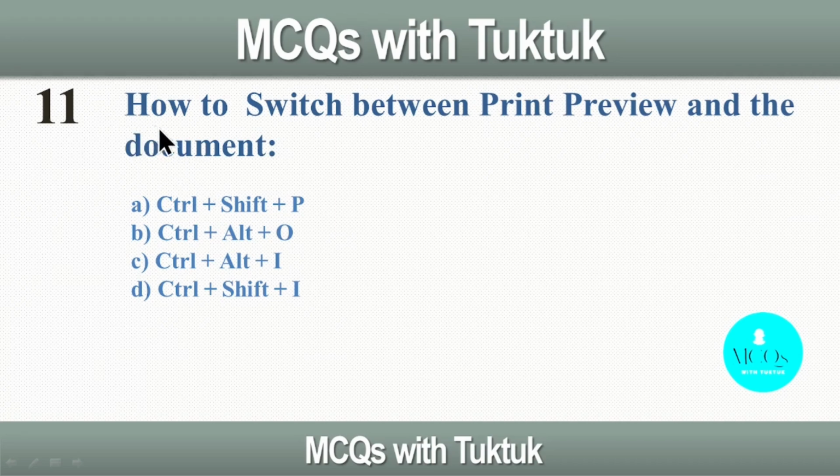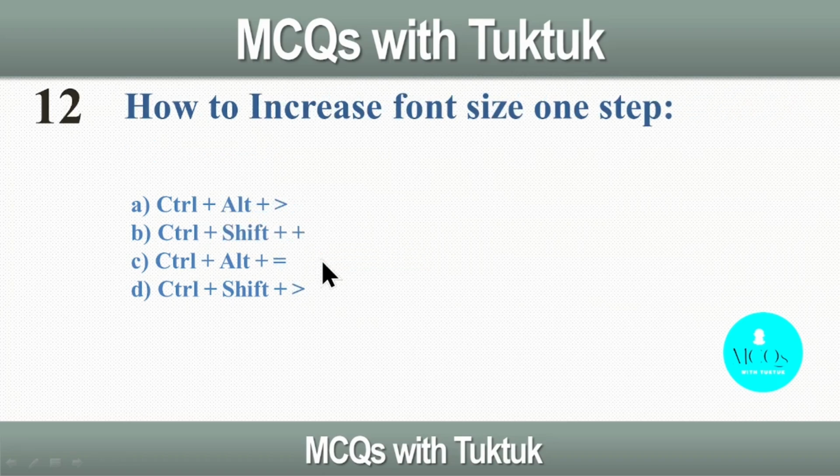Our next question: how to switch between print preview and document mode? Our right answer is Ctrl plus Alt plus I. Next question: how to increase the font size one step? To increase the font size one step, that is Ctrl plus Shift plus greater than sign.